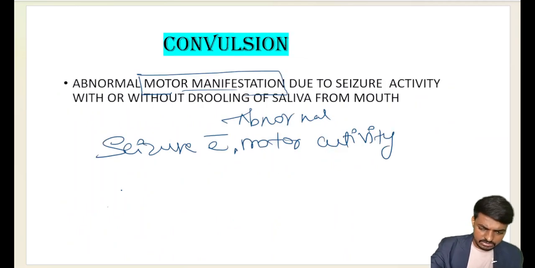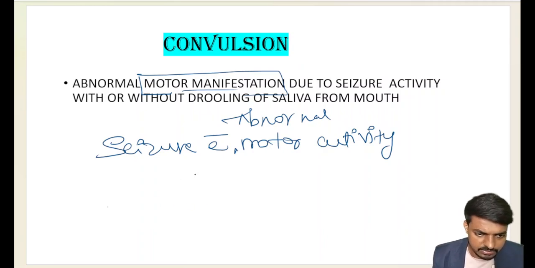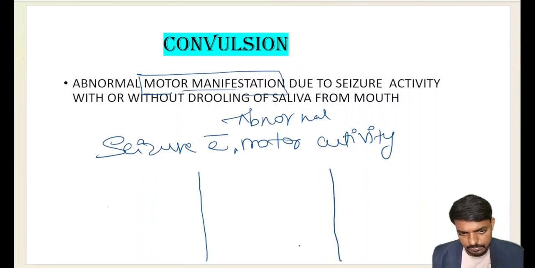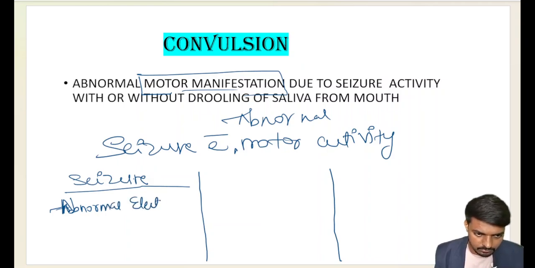And what is convulsion? Convulsion is the seizure activity with motor manifestation. Okay, so let me differentiate between these three. Very important. Here is our seizure. Seizure is a simple abnormal electrical activity in the brain.